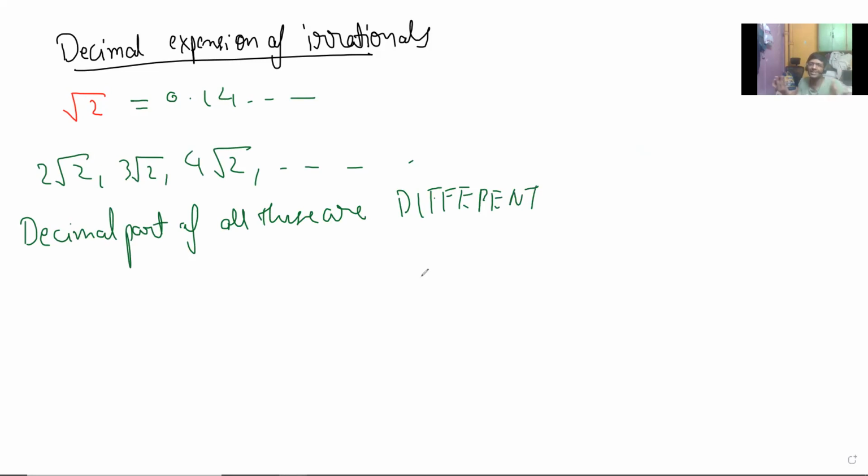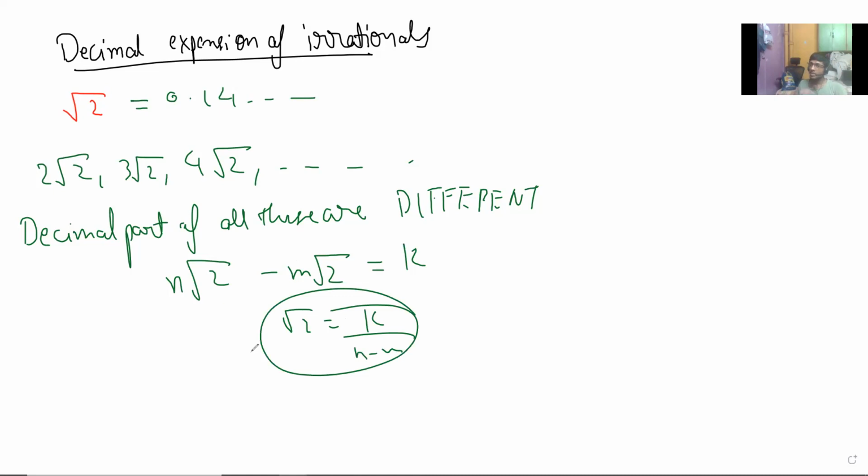Because again you can just subtract. If two of them had the same decimal part, then you can subtract and get a fraction for root 2. That's just the same argument we have seen, so there's nothing new here. If n times root 2 and m times root 2 had the same decimal part, then the subtraction would be an integer, some k, and then you can write root 2 as a fraction.